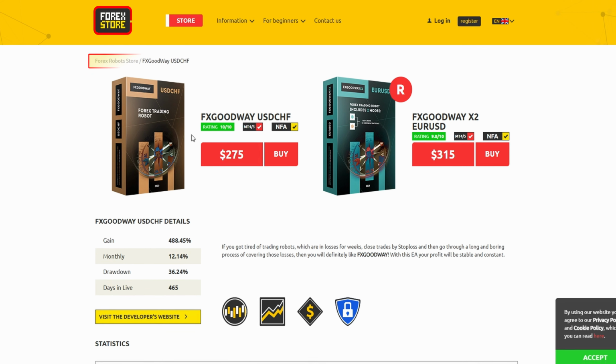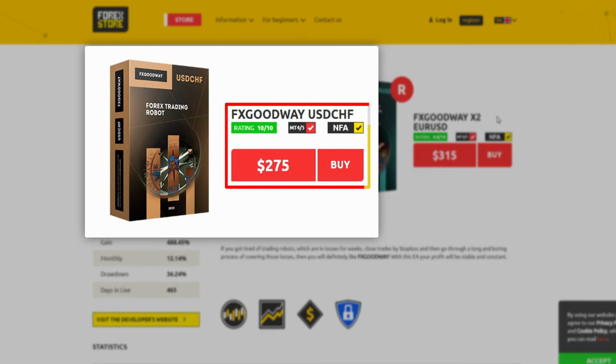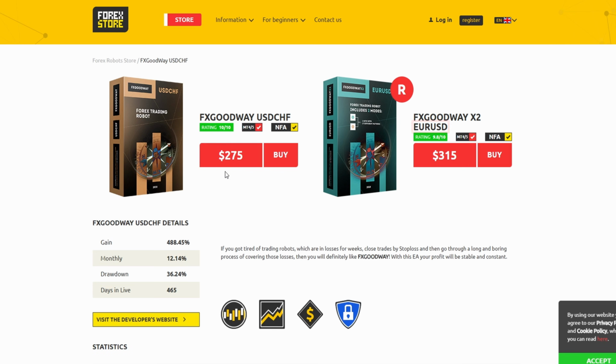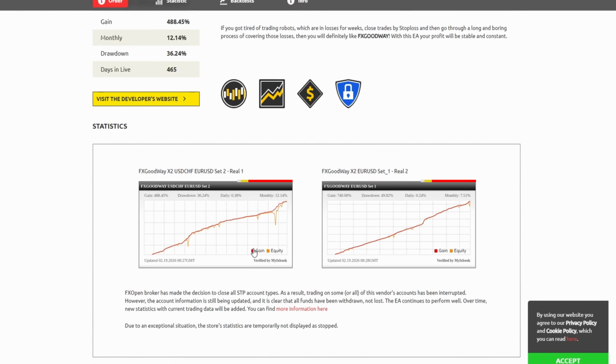Now let's look at the EA that we're talking about in this case, and it's the FXGoodway. You can see that there are 2 versions. So you've got the dollar Swiss, and then you've got FXGoodway X2, which is the next version, which is the euro dollar. It costs $275 for the EA. So you should factor that into your costs if you are going to be trading with this EA. But even so, you're still making a very good return on investment. Let's take a quick look at the vendor's record.